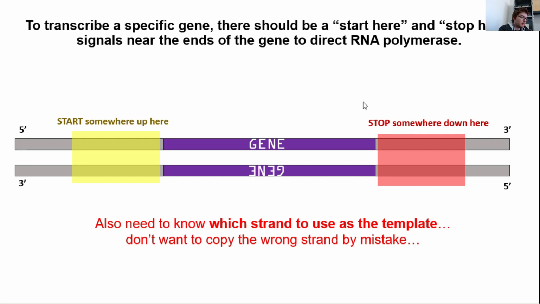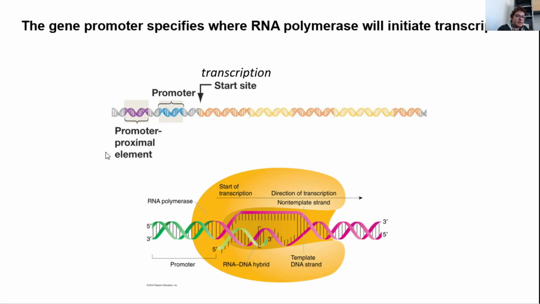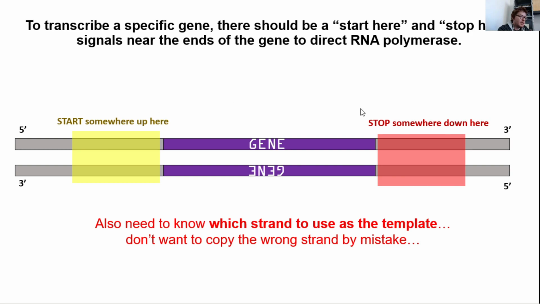So if there was some gene here in purple, and let's say the coding strand is here where it says gene, and this is the reverse complement down here, ideally in the genome there should be some signals up here that say this is where I should start, and there should be some signals down here after the gene that say let's stop transcribing. That way when we want to transcribe this gene, we always make the full thing and we make it in sort of the same way every time. In addition, we also need to know which strand to use as a template. So we don't want to somehow transcribe the wrong strand by mistake, right?